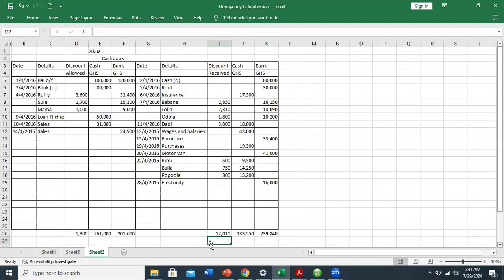Let's balance each of them. So let's pick the cash first. For the cash, the debit side is more than the credit side. So our balance carried down is going to be at the credit side. So let's find the difference between 261,000 minus 133,550. You are going to get 127,450 as the balance carried down for cash.